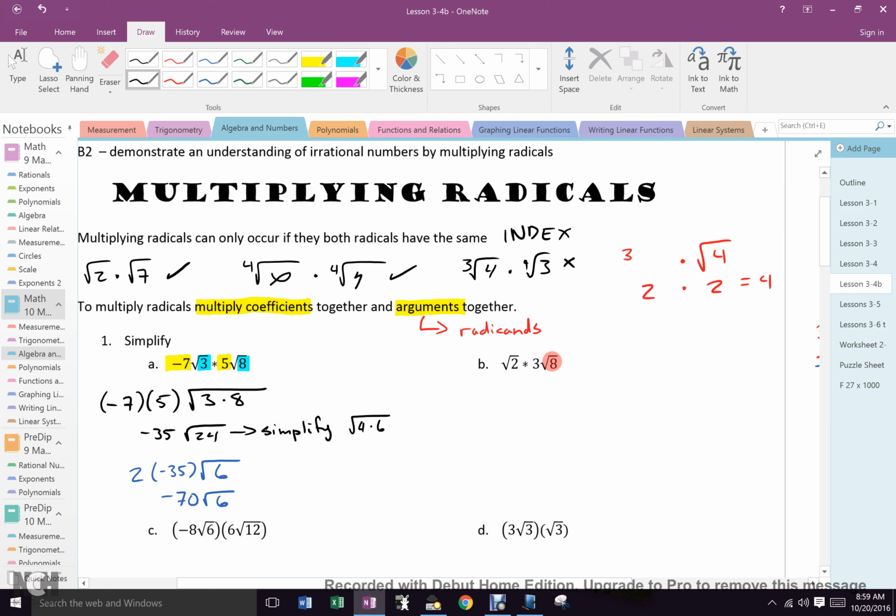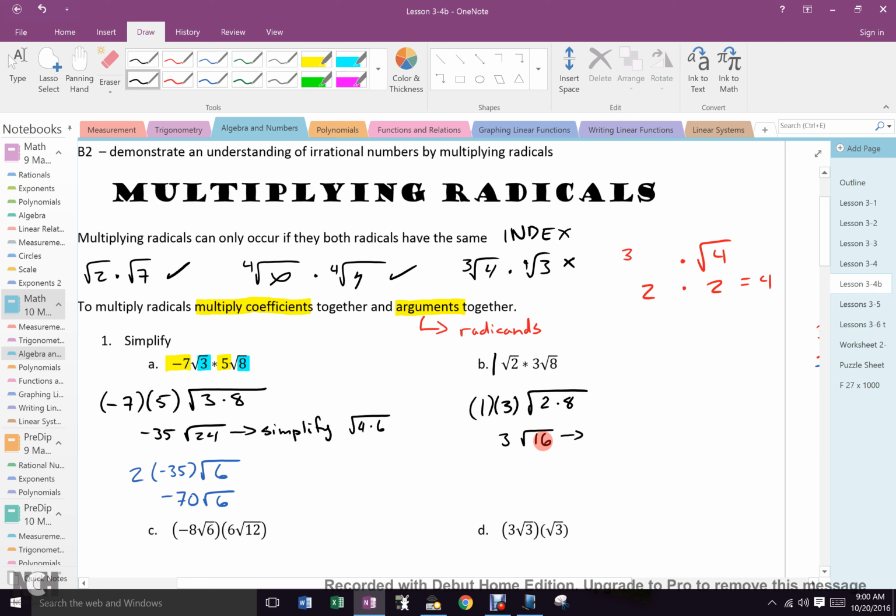Can I multiply them together? Yes, because they're both square roots, right? Their index is the same. What is the index when there's no index? 2. Good. Is there a coefficient in front of the first term? No. So what's the coefficient when we don't write a coefficient? 1. So this is really 1, isn't it? So what do I really have here? 1 times 3 and the root of 2 times 8. Correct? Which is 3 root 16.